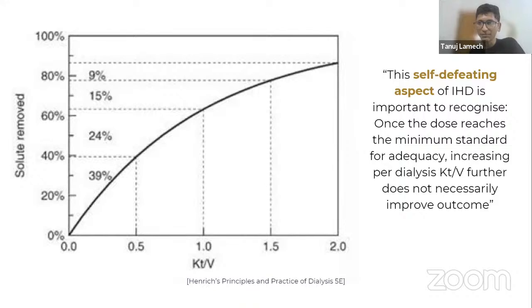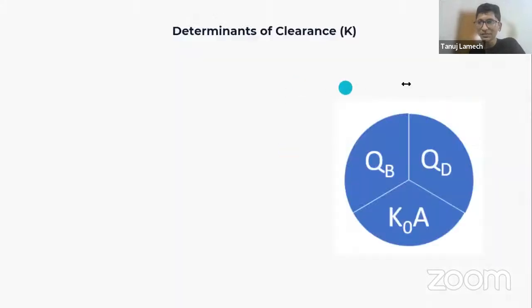I hope that made sense. So the next thing is the determinants of clearance.